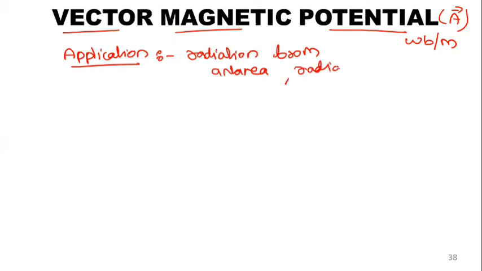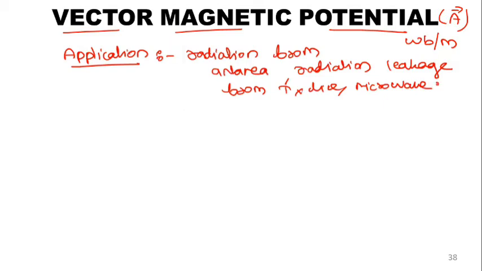Then radiation leakage from transmission line. Then microwave ovens, etc. All these things have magnetic vector potential applications.